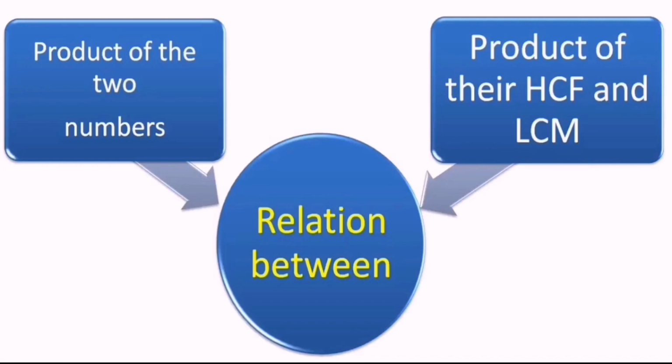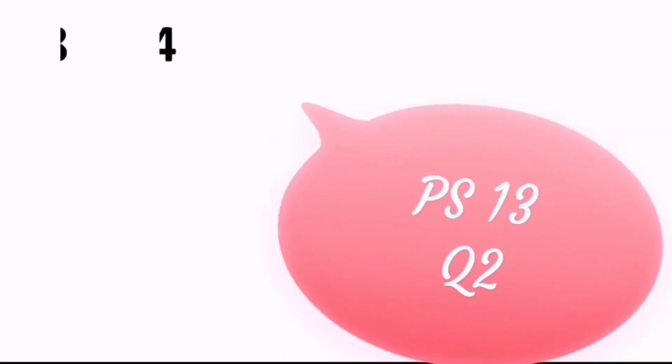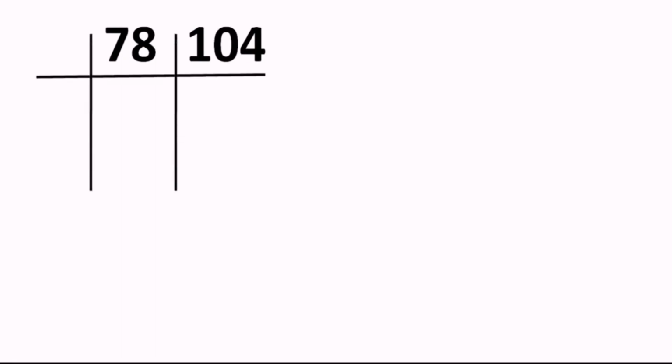This is question number 2 of your PS 13. Let's move on. The numbers given are 78 and 104. Both the numbers are even, so of course we are going to utilize 2 for the division, right? Because they are even. And here we go. When you divide 78 by 2, we get the answer 39, right? And when you divide 104 by 2, see, dividing by 2 is nothing but making it half.